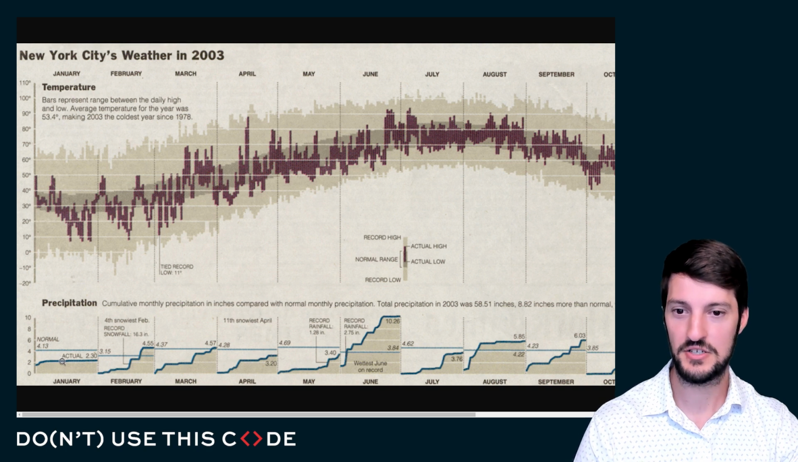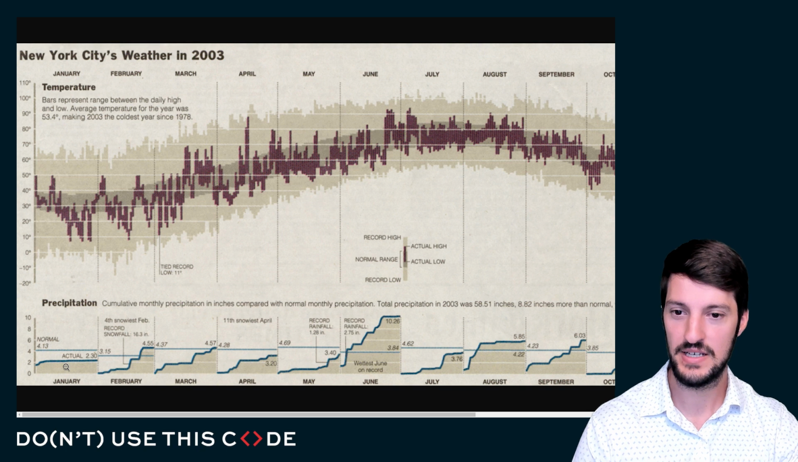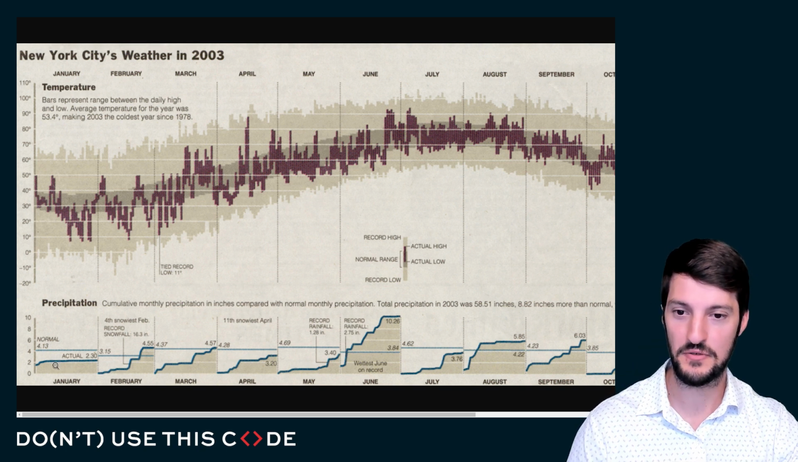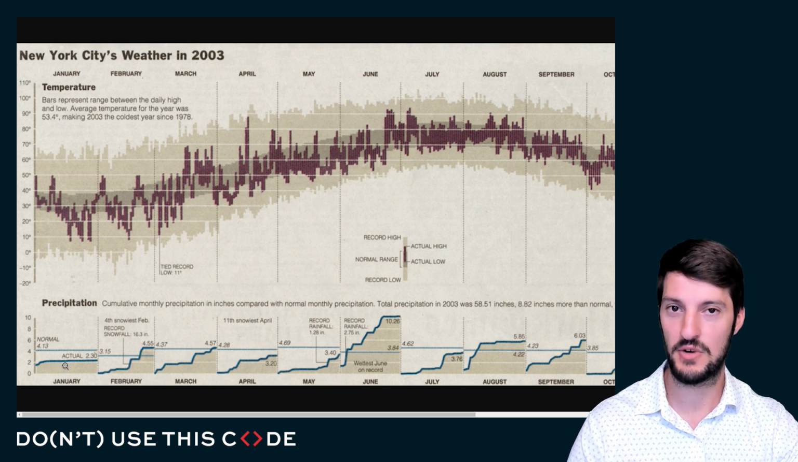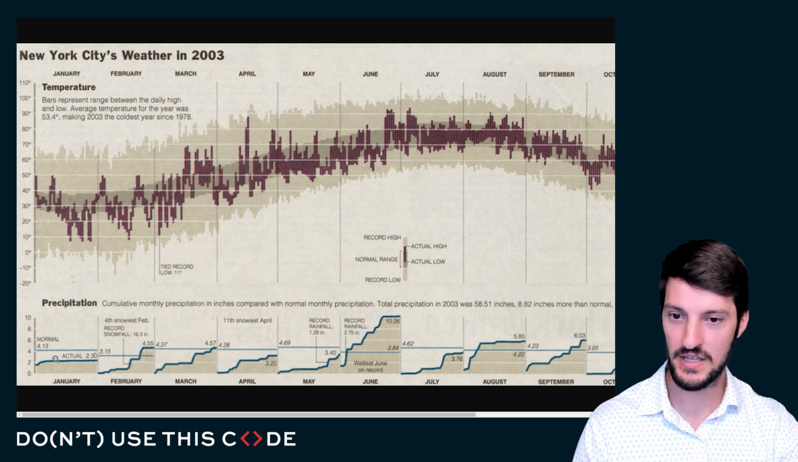Then for our precipitation, we can see that we're looking at cumulative monthly precipitation. And so we'll need to make sure that instead of taking an aggregation of these data, we take the cumulative sum for our precipitation per month. Right now, our precipitation data is just in a daily format, so we'll have to do a little bit of transformation there. Then we have these horizontal lines mapped over the cumulative sum. And this is the normal.